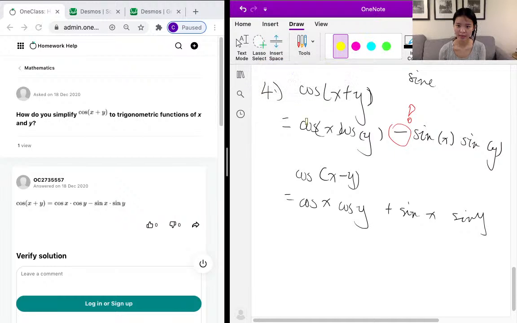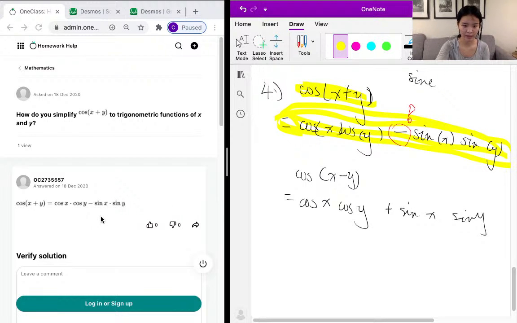Okay, so this is how we would do the problem, and I'll highlight our solution in yellow. So here's our solution. I guess this is not really highlighted because the highlighter wasn't big enough. But yeah, here's our solution. Cos of x plus y is equal to cos x cos y minus sin x sin y, based on our sum and difference identities. So this is how we solve this problem.